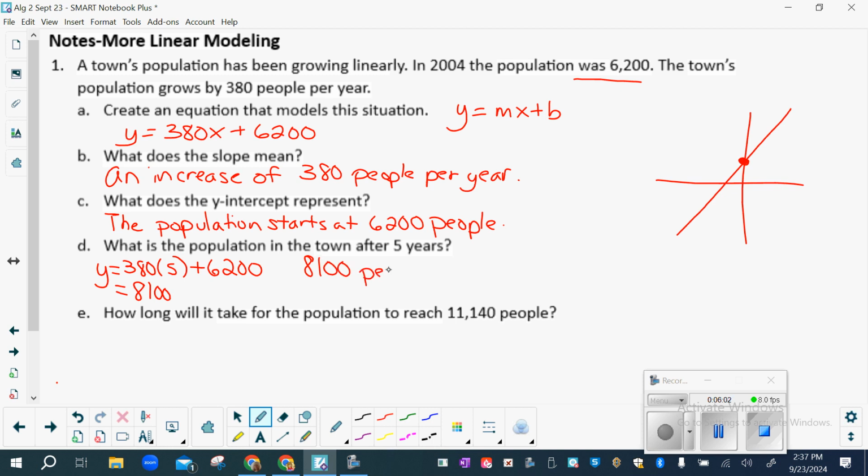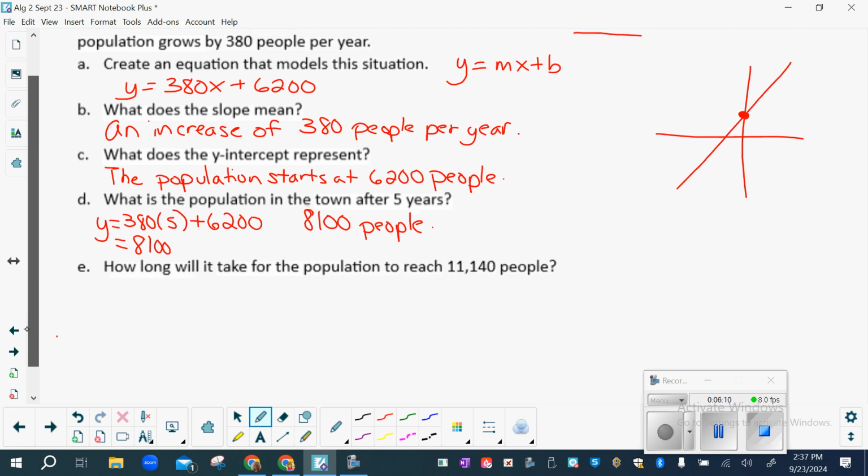So just make sure you put your variable there. I want to make sure you do that for your quiz. I will take off partial points if you don't do that. So that's why I'm emphasizing it.